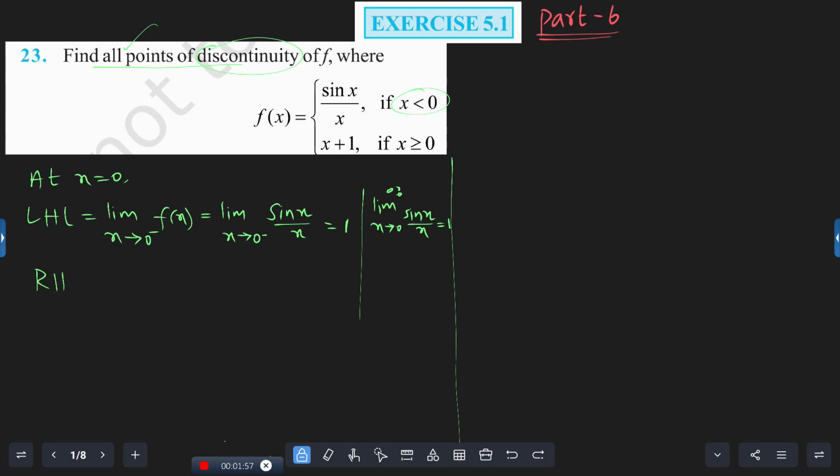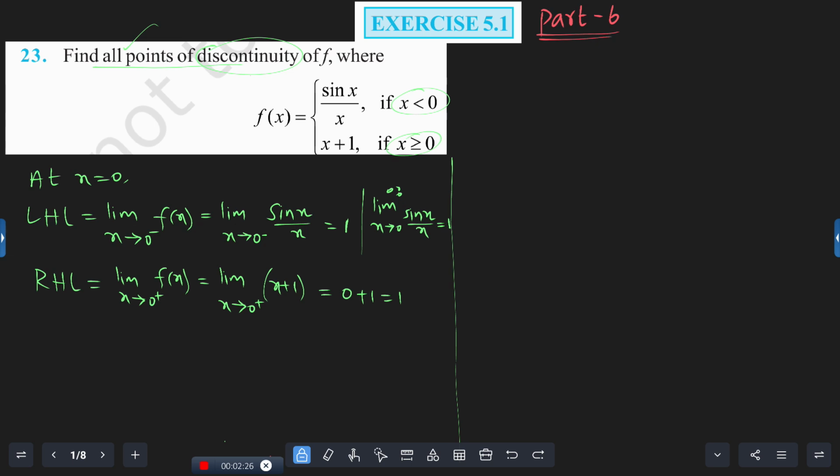Like that, the right hand limit is equal to limit x tends to 0 plus f of x, that is 0 and above. For 0 and above we have next x plus 1. When you apply the limit, what am I getting? Instead of x, we have to apply 0. So 0 plus 1, which is equal to 1. Both the left hand limit and right hand limit are equal.